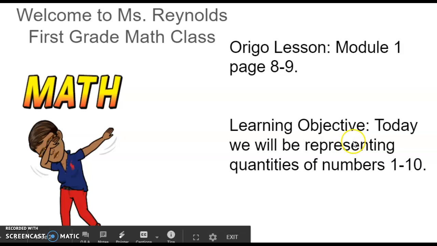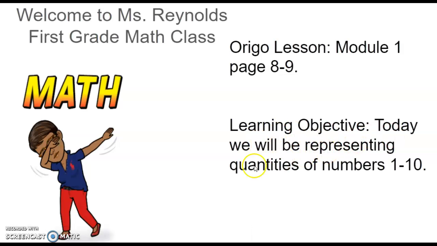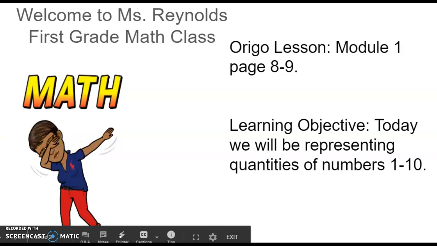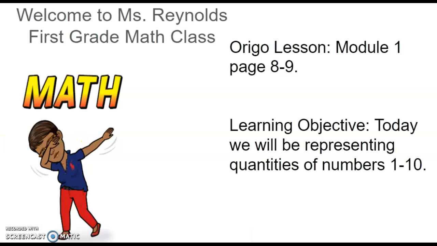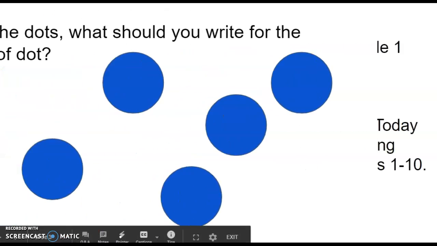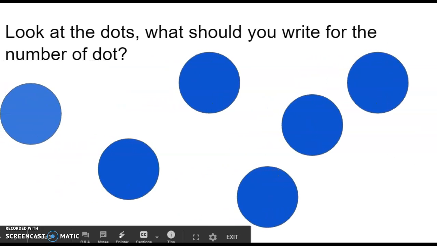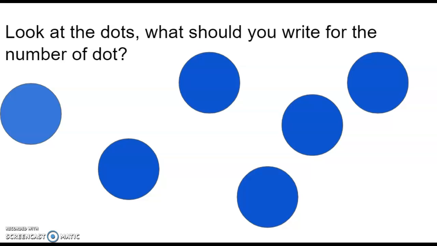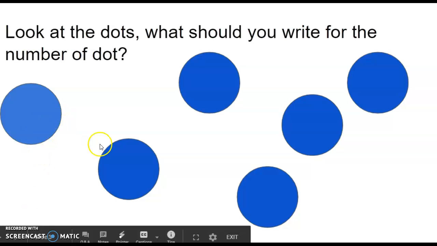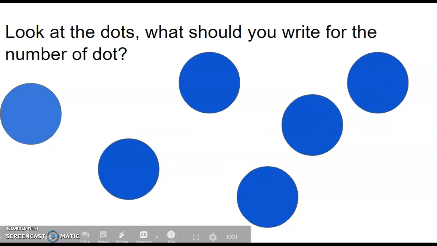Today's learning objective will be, you will be representing quantities of numbers 1 through 10. Look at these dots. What should you write for the number of dots that you see? I'm going to give you a couple of seconds to write that down in your journal. If you said 6 dots, you are correct. Let's count. 1, 2, 3, 4, 5, 6.